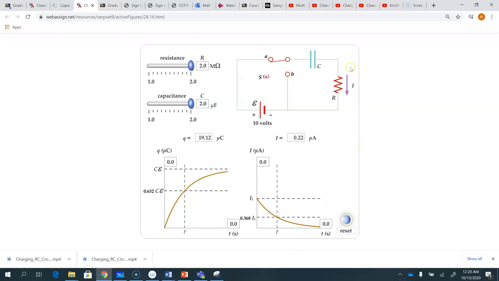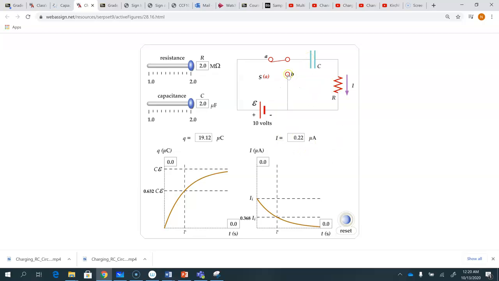So in the next video, we'll be talking about the discharging capacitor. So now say I leave the switch on for a long time, right? So now this capacitor is completely charged. And if I throw the switch from A to B, then the battery is out of the picture. And then the capacitor will try to discharge through the resistor.